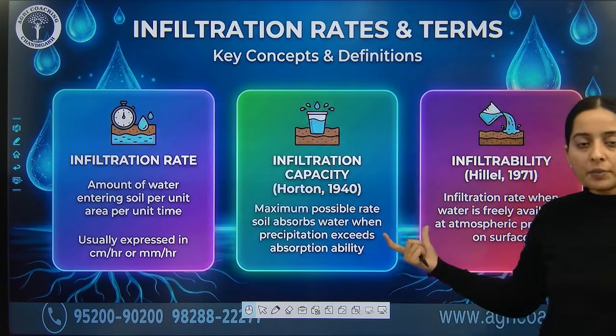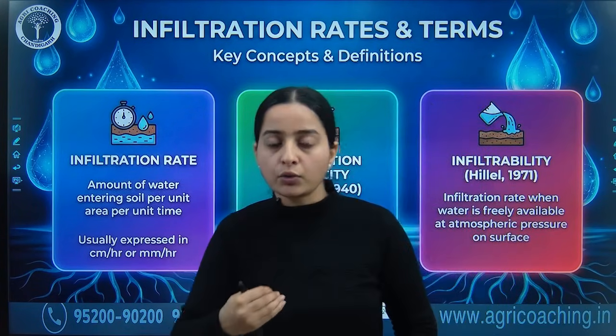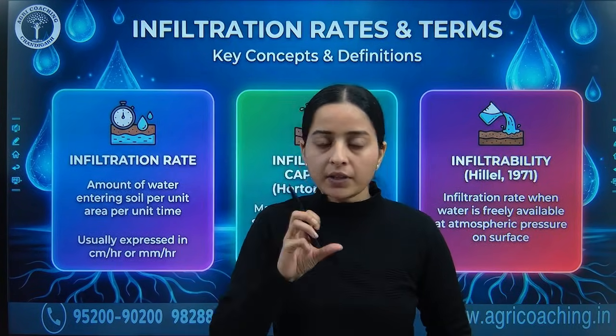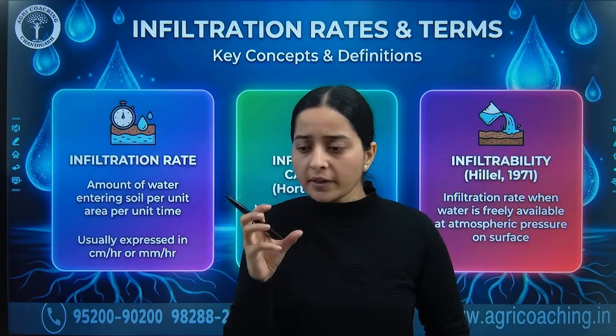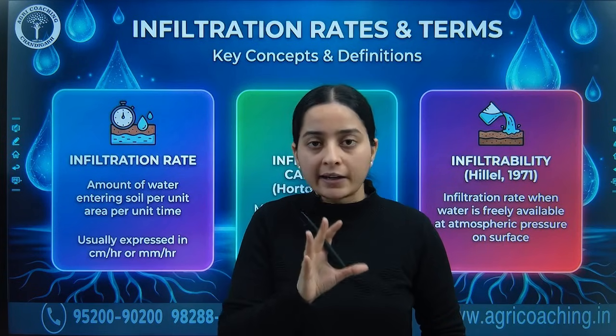Second one is infiltration capacity. Different persons have their own capacity to eat, to study. Like someone is offering food to you, but your capacity is to eat only 4 chapatis at one time.